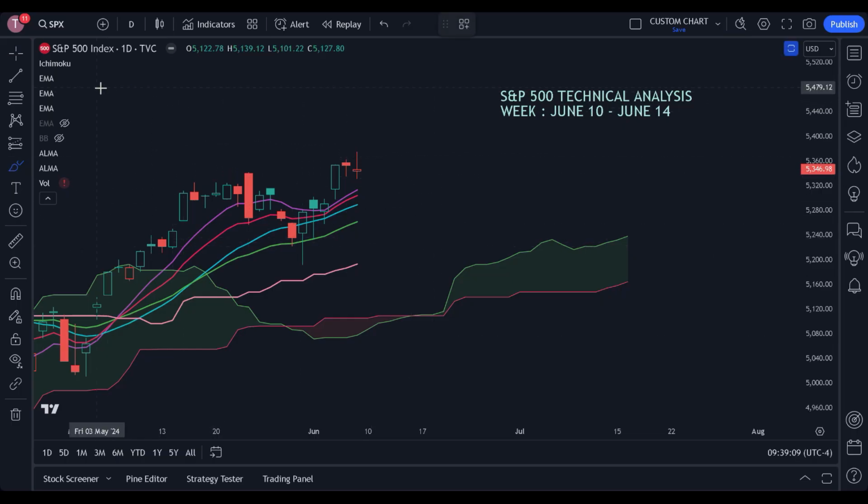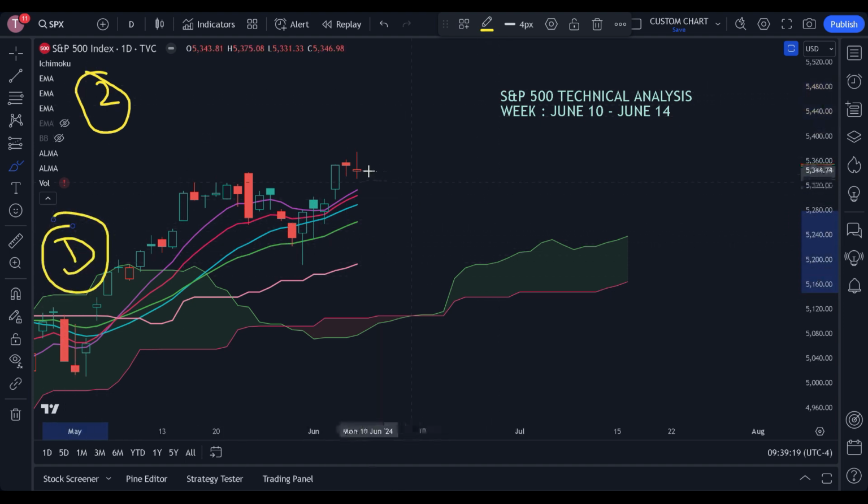Now guys, I'm going to discuss the second point of the agenda, and here I will do the technical analysis of the S&P 500 on the daily chart. This is the daily chart. Daily chart means one candle represents one day, not 1 week or 1 hour. One candle means one day.